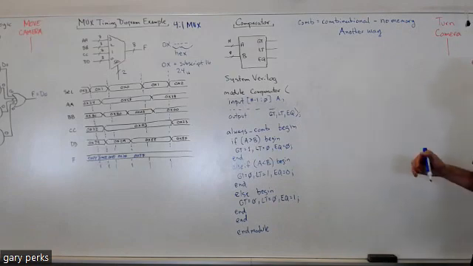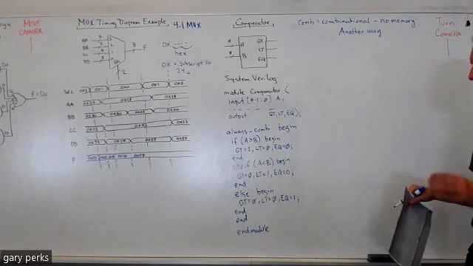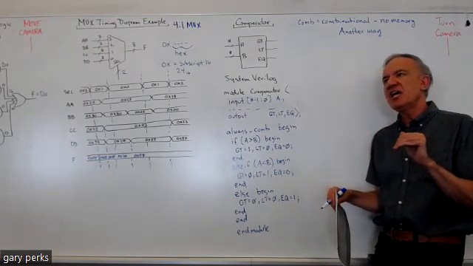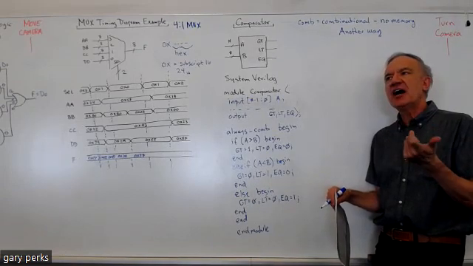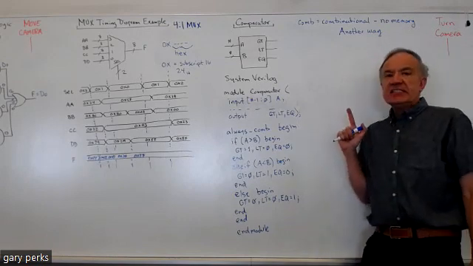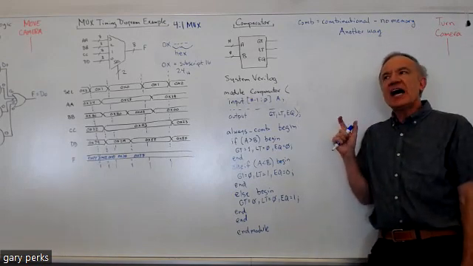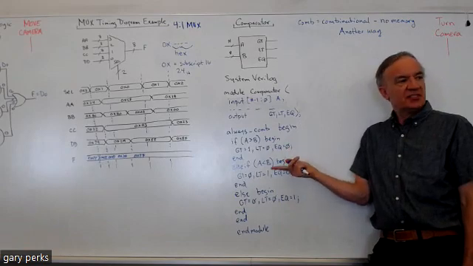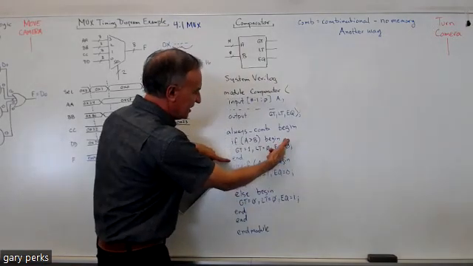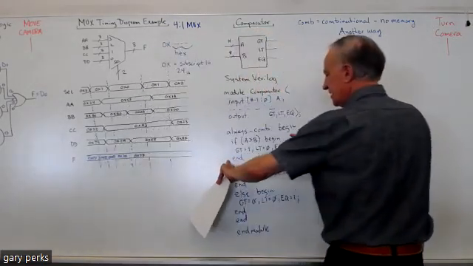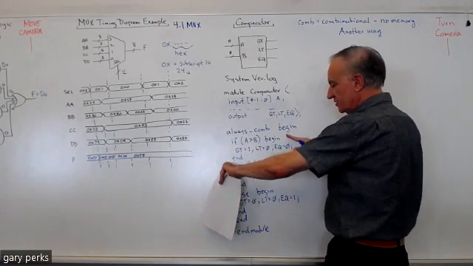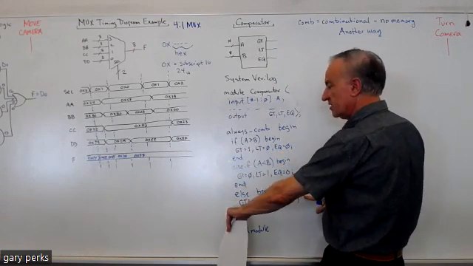Well, let me show you another way. Another way to do this is that we could initialize all our outputs to a certain value and then just show the output that changes within the if statement. If I only have one output within the structure of my if, then I don't have to put these begin ends. The reason why I have to put this begin end is because I have more than one output. Same thing here, same thing here.